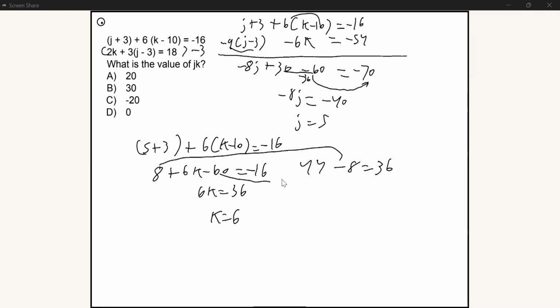5 times 6. JK equals 30. Great. So that will be B. So I hope you're able to follow along and able to do at least the last one, hopefully, on your own.